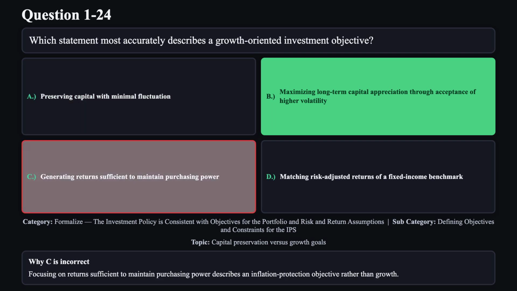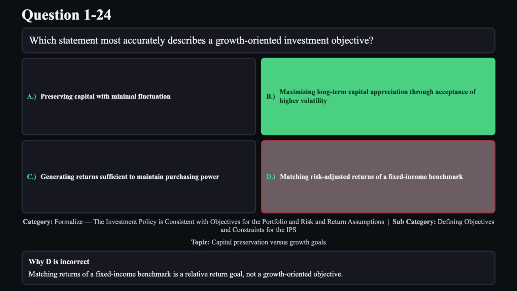Reason C is not correct. Focusing on returns sufficient to maintain purchasing power describes an inflation protection objective rather than growth. Reason D is not correct. Matching returns of a fixed income benchmark is a relative return goal, not a growth-oriented objective.